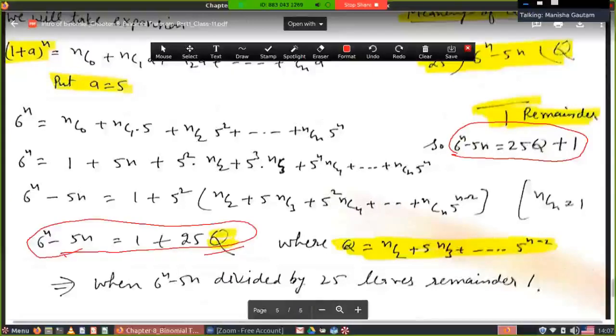So the meaning of this I have told you earlier. What is the meaning of this? When you divide 6 to the power n minus 5n by 25, you are getting remainder 1. It means this is also a way to write the question by using the binomial expansion.